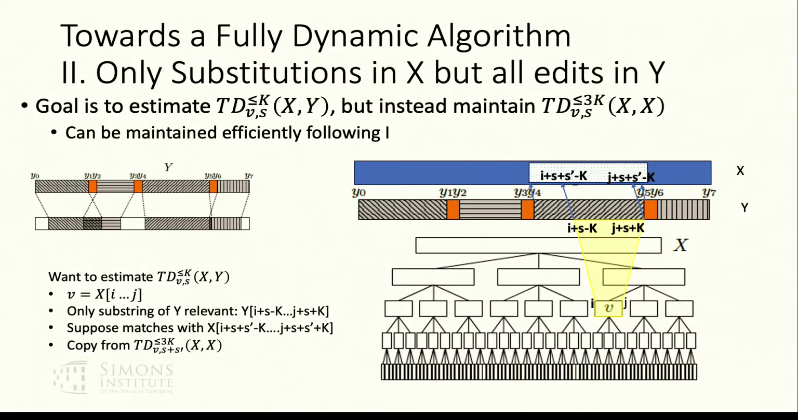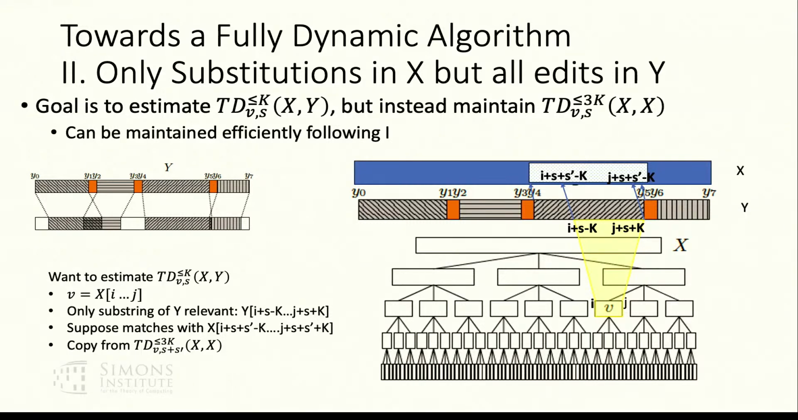So I'm looking at node v. I should have been looking at i plus s, j plus s in y. So instead of that, let's look at a bigger interval, i plus s minus k, j plus s plus k. Okay, remember you have to consider shifts which are within plus minus k. So what we claim is that when we are trying to estimate the tree distance vs xy, where v is i to j, the only substring of y that is relevant for this computation is within this i plus s minus k to j plus s plus k. This is just coming because you have to consider shifts within plus minus k.